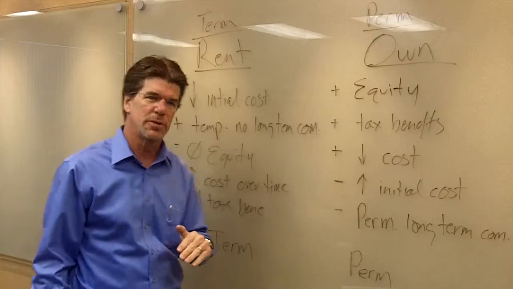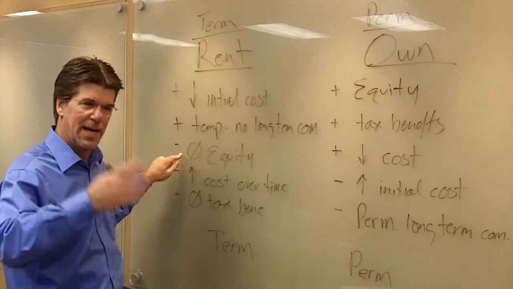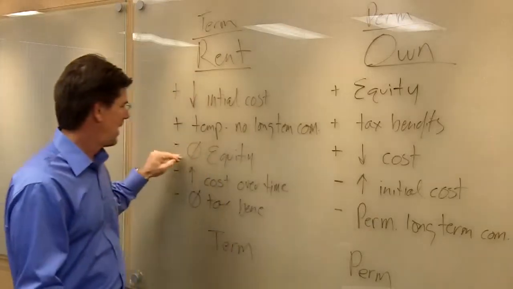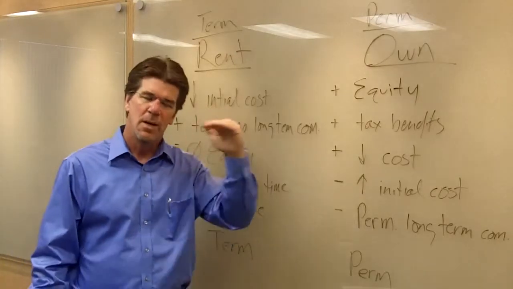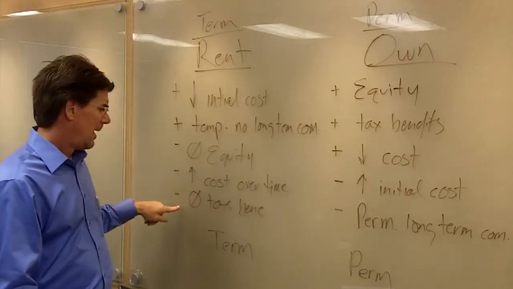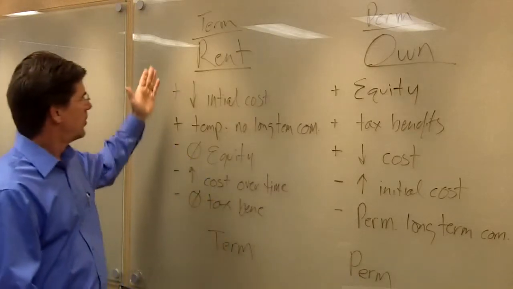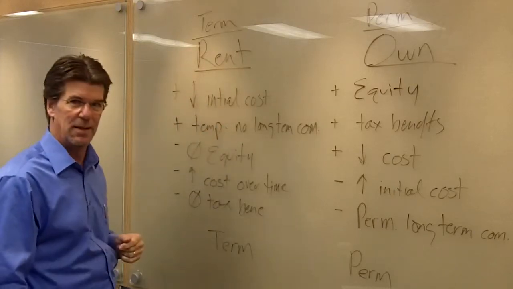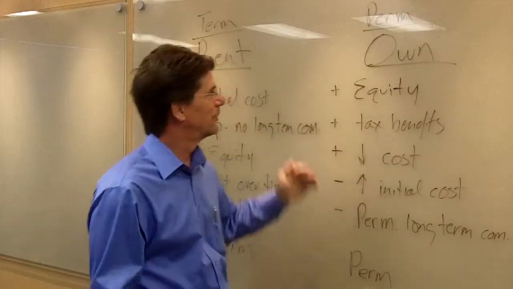The negative to term insurance is zero equity. You pay your premium, and if something was to happen, you were to die, obviously the company would pay the death benefit, but there is zero equity. Over time, just as with your rent increasing, term insurance premiums will always go up. And there are no tax benefits associated with term insurance, obviously. So you have the same pluses and minuses for term insurance versus renting your home.